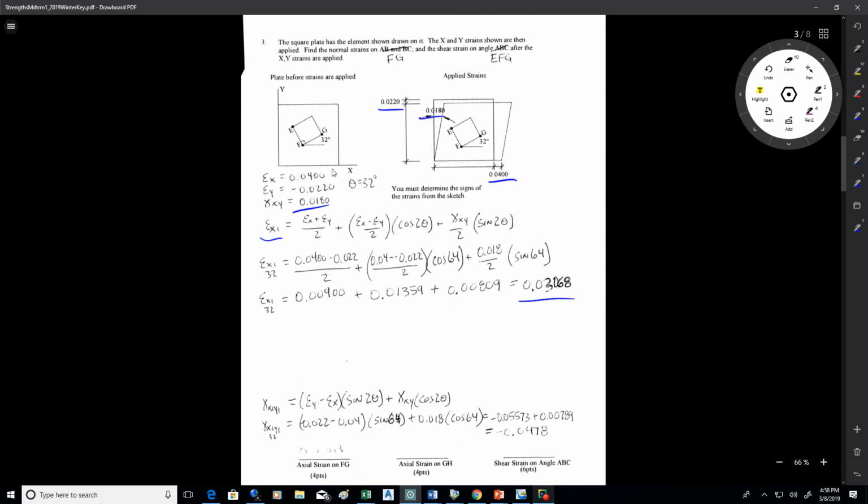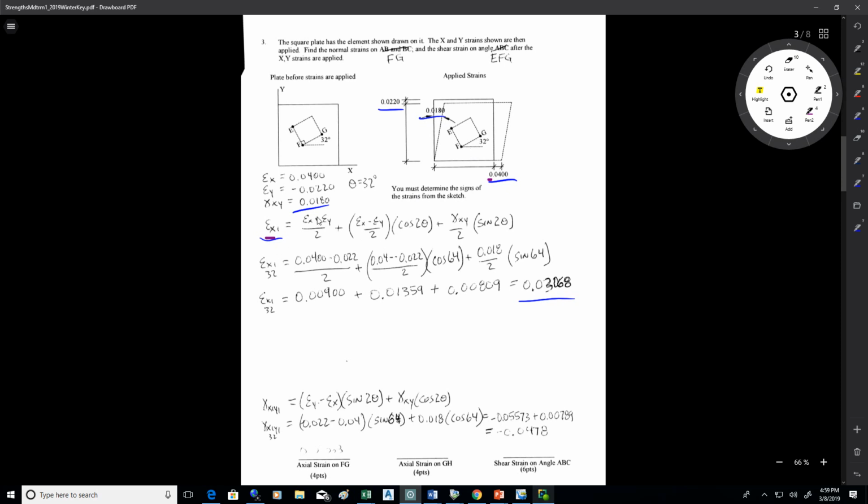Okay, the next one here, you want to get the strains in the X and Y directions. So negative 0.04, or excuse me, positive 0.04 for the X, negative 0.022 for the Y, and the gamma XY is a positive shear strain because the angle gets smaller, so that's 0.018. So to find the strain on FG, you just use the biaxial normal strain formula. I might have misspoke there, this is to find the normal strain on FG.